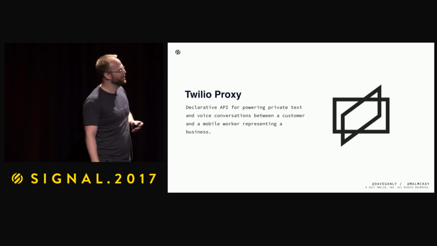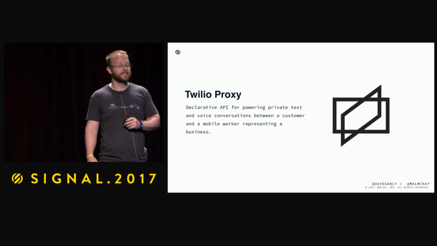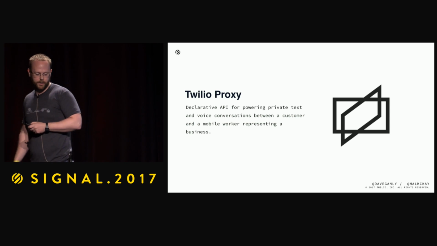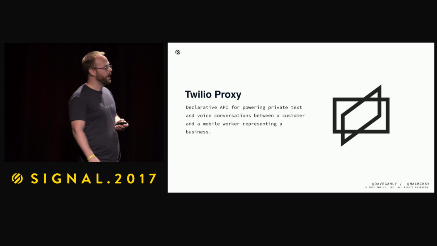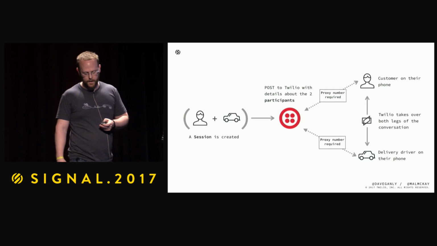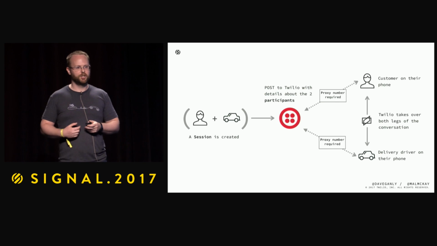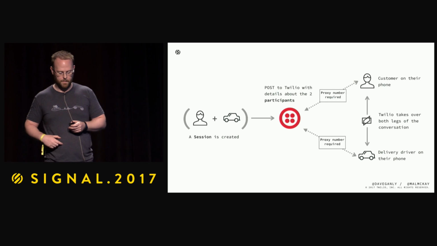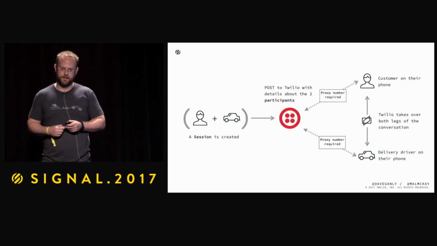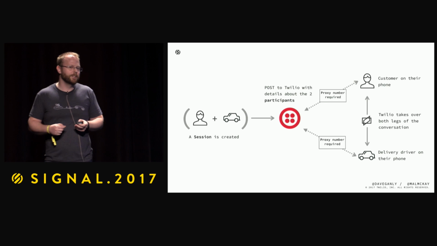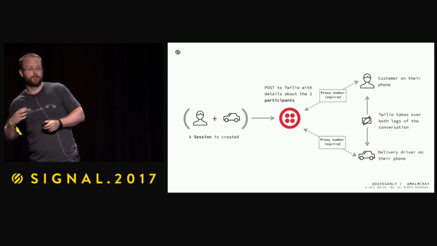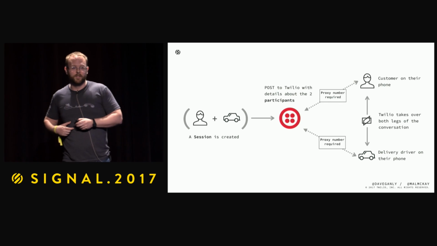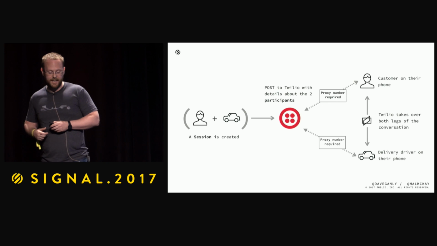OK, so now I'm delighted to say that Twilio Proxy is a declarative API, powering private text and voice conversations between a customer and a mobile worker representing a business. How does it work? Diagrams. We create a session. A session represents an individual conversation between two people. We tell Twilio about those participants. All we have to tell Twilio is their actual end numbers, their actual personal phone numbers. Twilio knows that we need proxy numbers for this use case, so it goes and gets them for you and selects them intelligently.